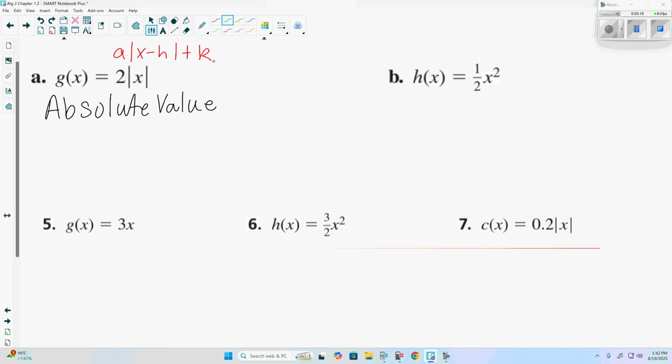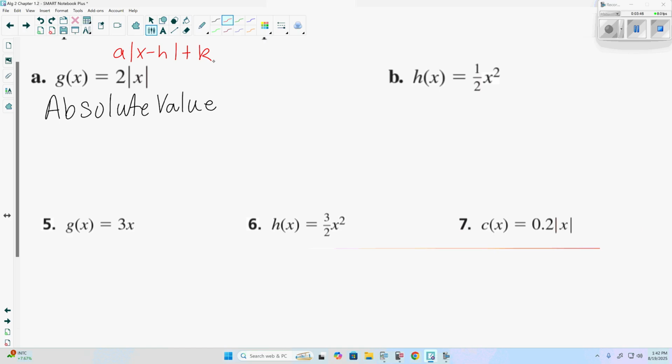Do we have a value for k? Do we have any movement up or down compared to the parent function? No. How about left or right? So h, if we had h, kind of a number being subtracted from x inside, yes, we would have left or right, but unfortunately we don't. Is the value of a negative? No. So there is no reflection across the x-axis. All we have is that the value of a is 2, yes? Is that greater than 1 or between 0 and 1?